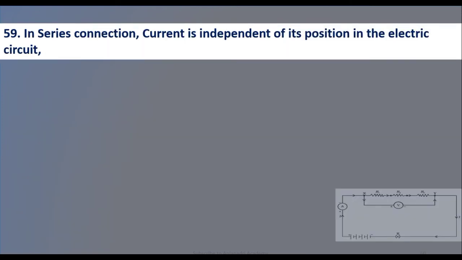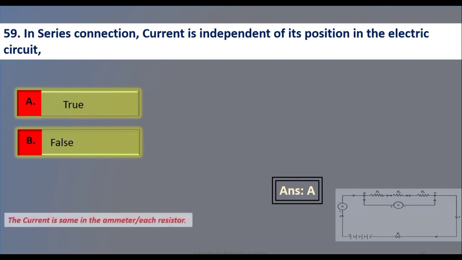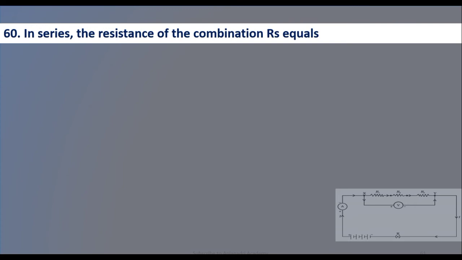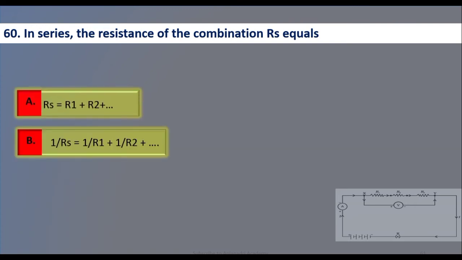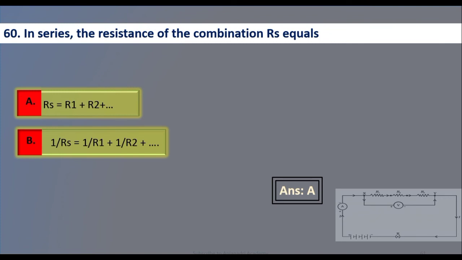In series connection, current is independent of its position in the electric circuit. Yes, it is obviously a true statement. In the ammeter reading, we always get the same current in a series connection. In series, the resistance of the combination RS is equal to R1 plus R2 and so on. It is just the arithmetic addition of each resistor, that is RS, the effective resistance of the system in series.